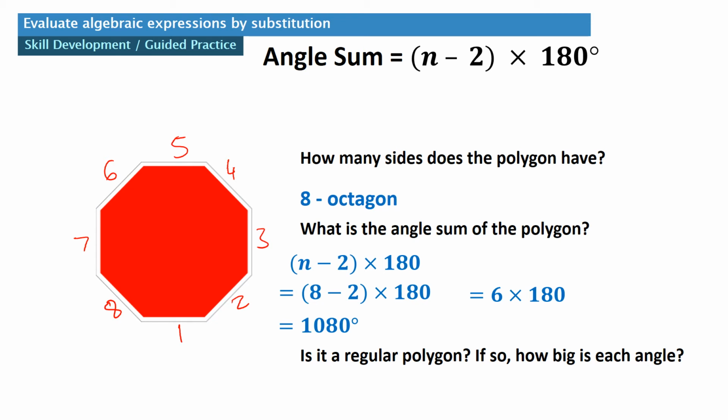Well, we can look at this octagon and it kind of looks like a stop sign, so it is a regular polygon. But how can we calculate the size of each angle if they're all going to be the same? We know that we got an interior angle sum of 1080. We got 8 vertices. So 1080 divided by 8 is equal to 135 degrees.